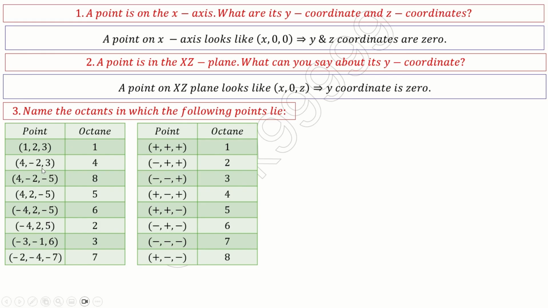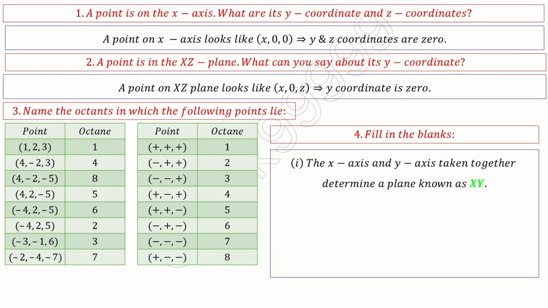I'll just take one of them: 4 comma minus 2 comma minus 5. This is positive, negative, negative, so it is the eighth octant. Positive, negative, negative, eighth octant. Okay, so this is the eighth octant. Next.